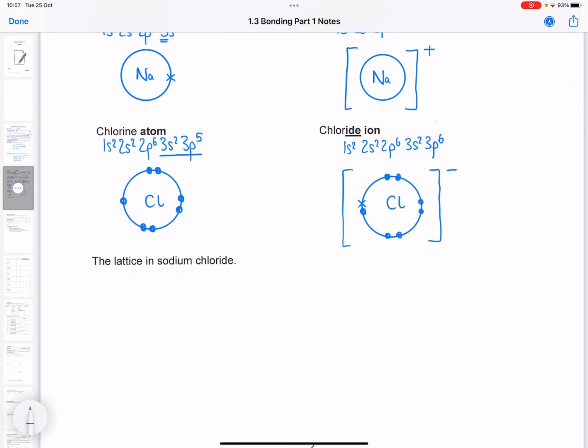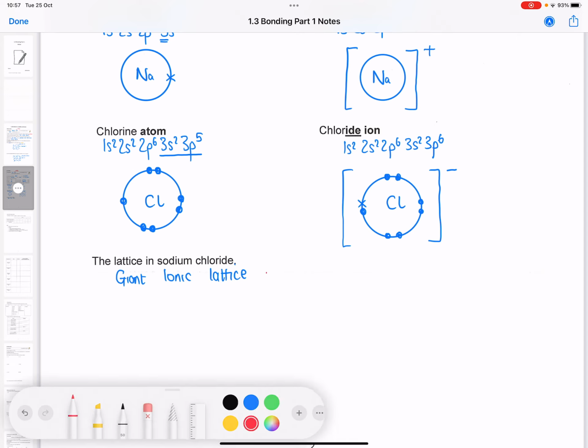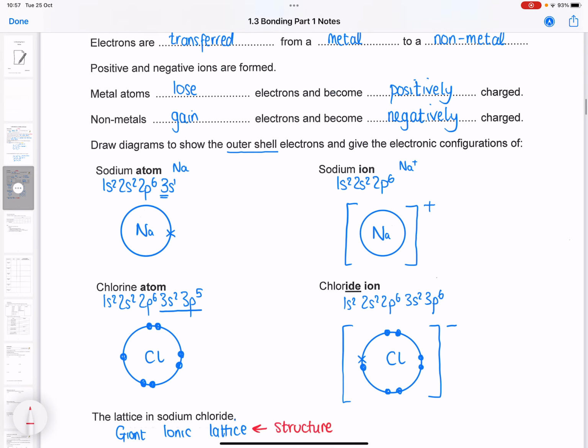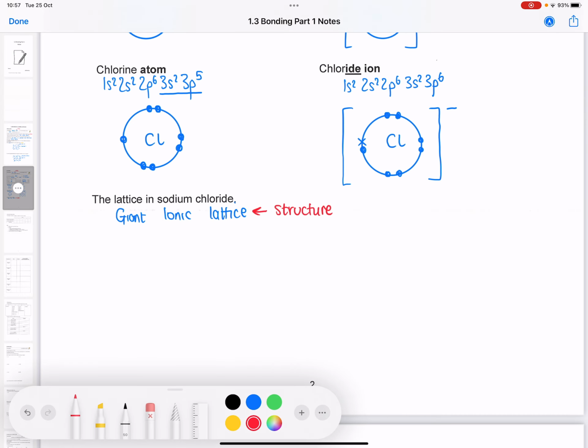Now, how do these sodiums and chlorides, when they attract each other, line up inside the ionic lattice? And what we find is, a bit like metallic, they arrange themselves in a regular pattern. We call this a giant ionic lattice. So regularly, endlessly repeating, and this is our structure. So remember we said we're going to need to refer back to their structure and their bonding. So their bonding was ionic and their structure is giant ionic lattice.